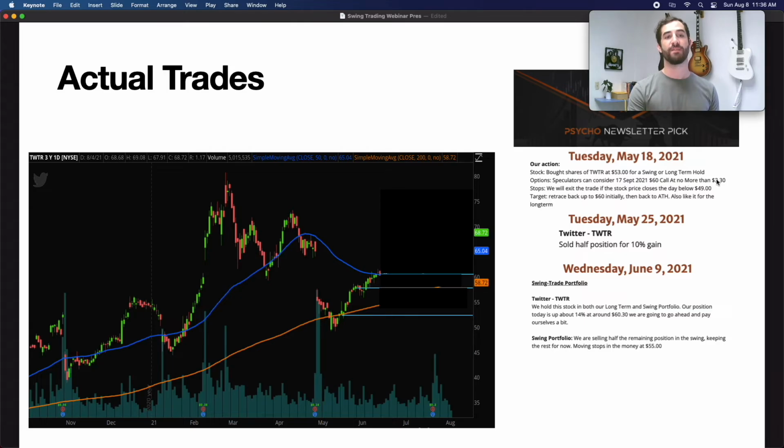So we bought at 53, we sold here for 10%, we sold here for 14%, and by now our stops are $2 above our entry price. So in the worst case scenario, if this thing collapses now, we are going to get stopped out on profits in the remaining part of our position. So we've essentially guaranteed that our trade on the remaining position is profitable no matter what.